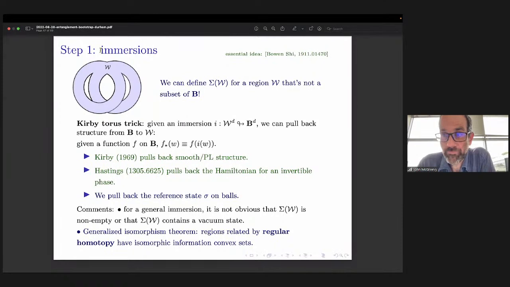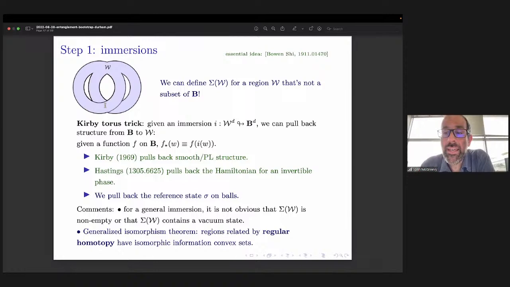So I said earlier that we can define the information convex set for an arbitrary region which is a subregion of the ball that we started with. Actually, we can do better. We can define the information convex set for regions that are not subregions. So here in this region W, it's contained in the ball that I started with, but as you can see in this locus here, it covers it twice. It's not embedded in the ball, and rather you should think of it as being immersed.